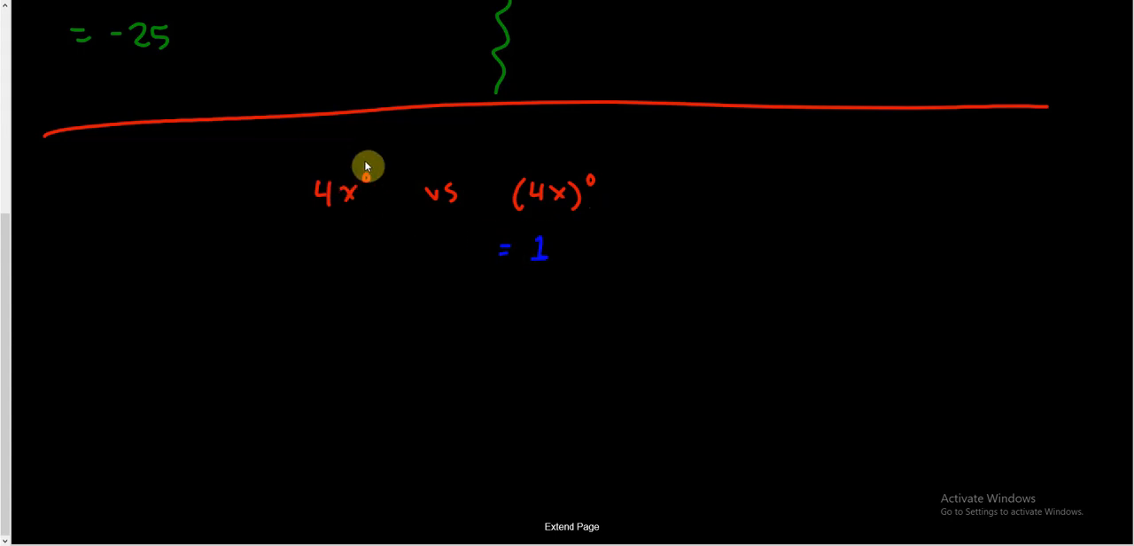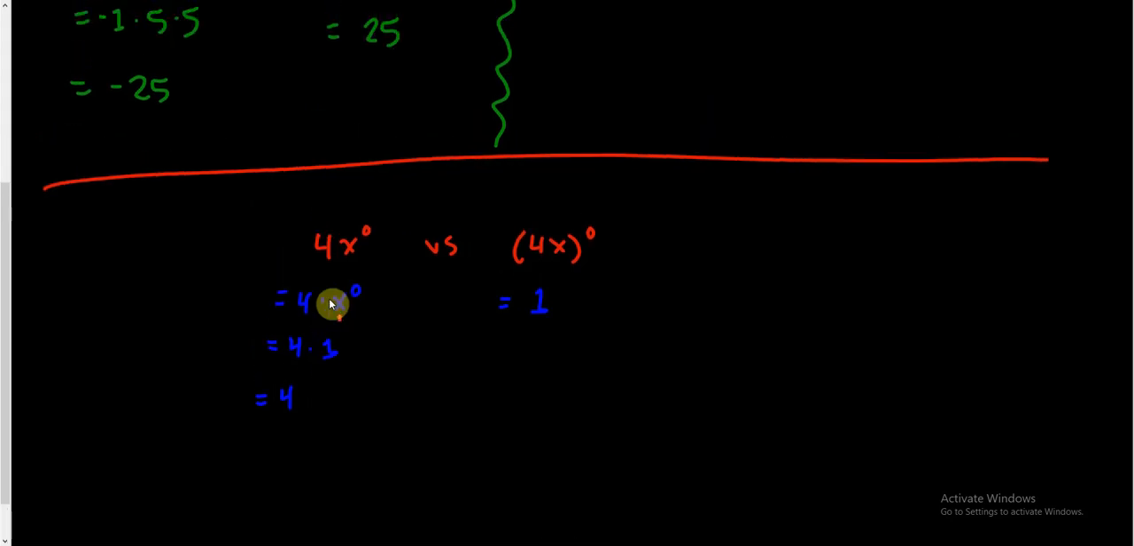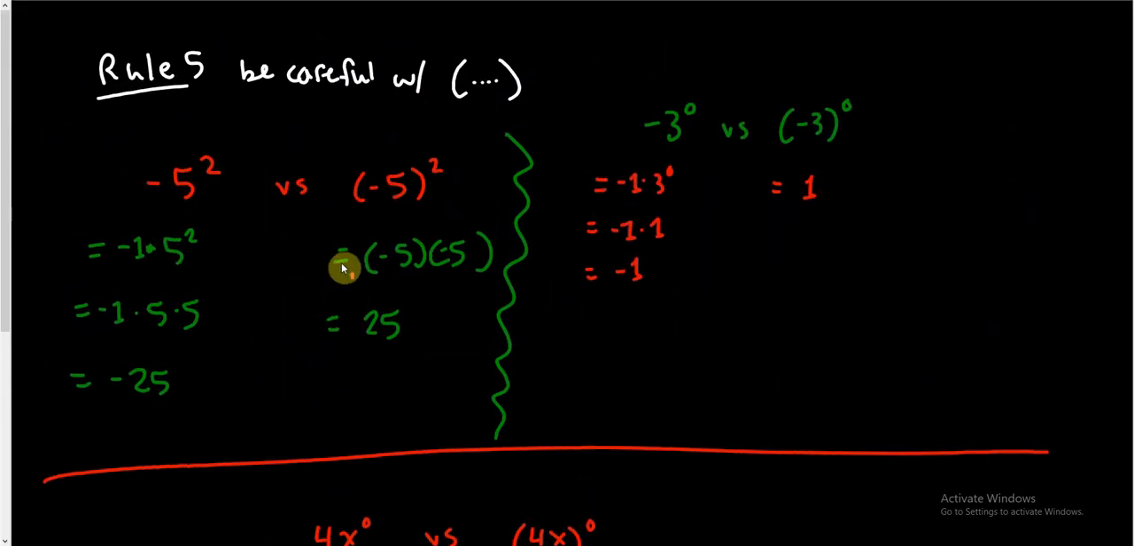Over here, the 0 is only touching the x. The 4 is just out there. This is 4 times x to the 0th power. Well, what is x to the 0th power? You know that's 1. What's 4 times 1? That's 4. These are drastically different. Okay? So just be careful with and without parentheses. Often whenever we're talking, anytime we mention things, we mean parentheses. When I tell you, hey, find negative 5 squared, typically what I mean is negative 5, all of it squared, so I need grouping symbols.